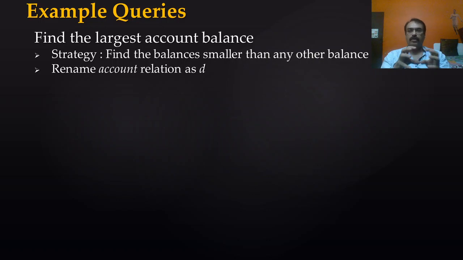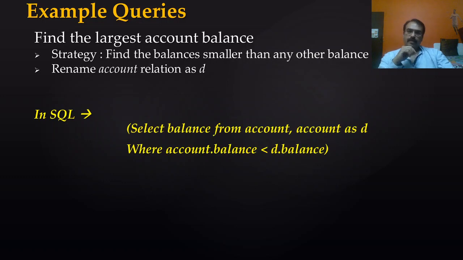Okay, so find all the balances which are smaller than any other balance. In this case we are going to use the rename operation, because here we are going to use account twice. Balance should be compared with balance, so that's why we need to use account twice. How can this query be written in SQL? First of all, we'll try to get all the balances which are smaller than any other balance.